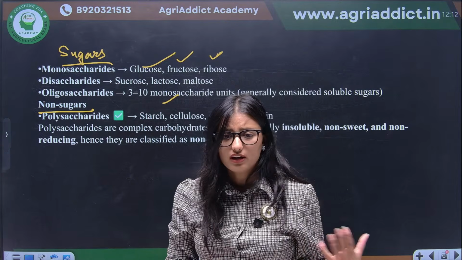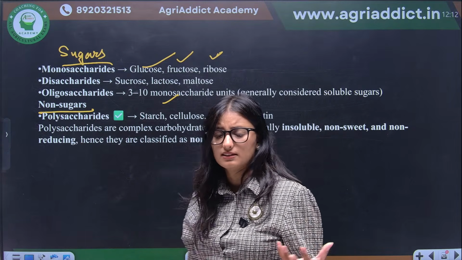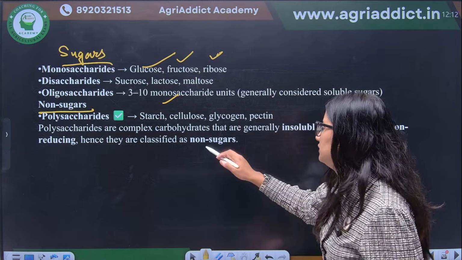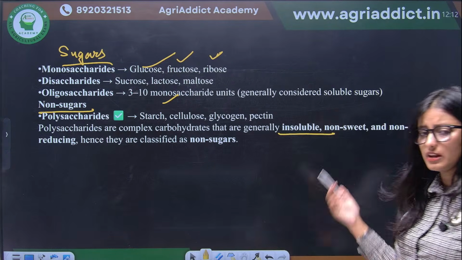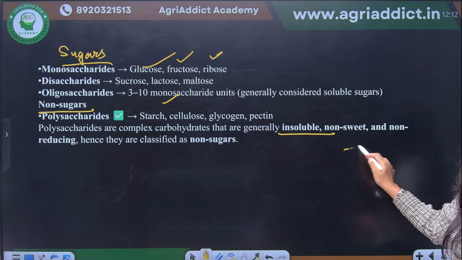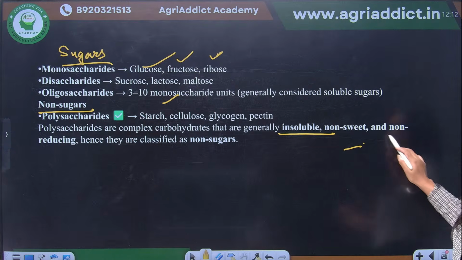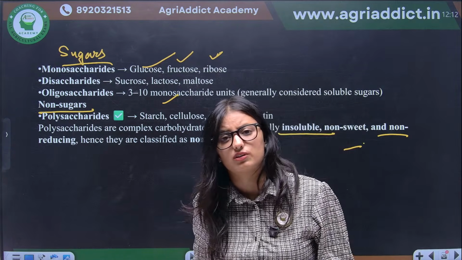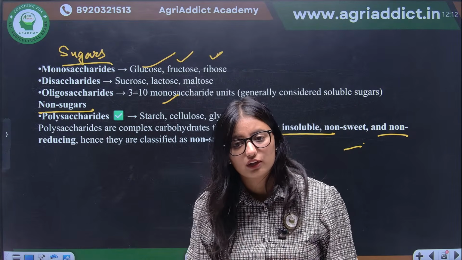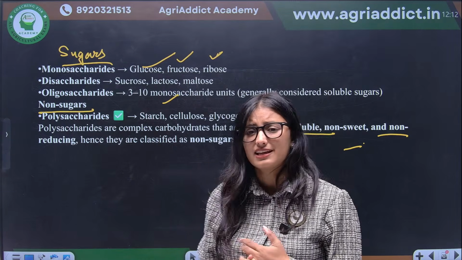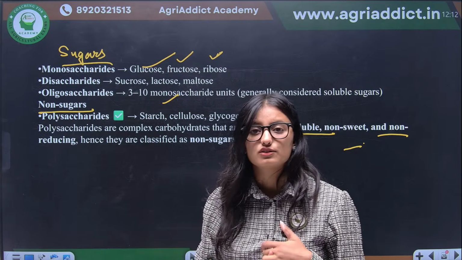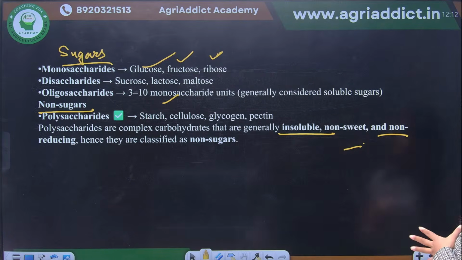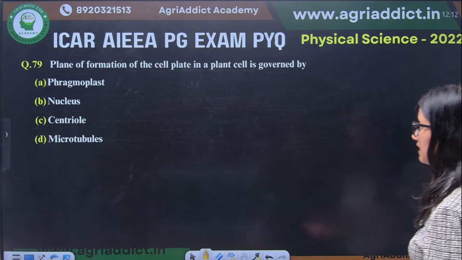Why they are called polysaccharide? Like why polysaccharides are called as non-sugars? Because these are insoluble. These are non-sweet, sweetness नहीं है. These are non-reducing sugars. So that's why they are considered as non-sugar. But mono, oligo and disaccharides are considered as sugars. Clear? So C will be the correct answer. Polysaccharide are considered as non-sugar.